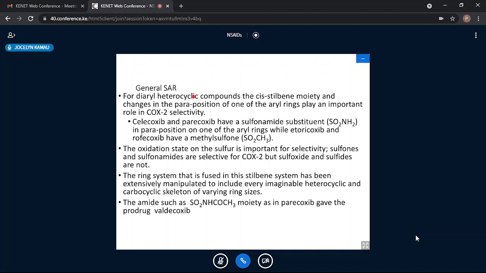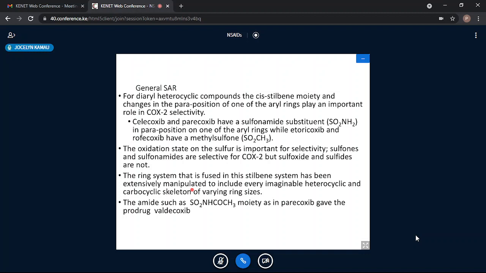We did also mention the oxidation state is important, and that is why all these groups are actually fully oxidized. We also did mention, if you look at that structure, you have the two phenyl rings. Like if you look at most of the drugs, like celecoxib, rofecoxib, you have the phenyl rings which are attached to a central ring, the five-membered ring.